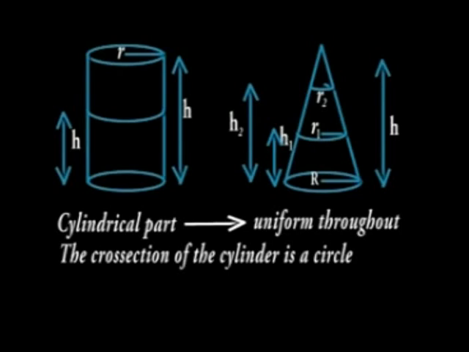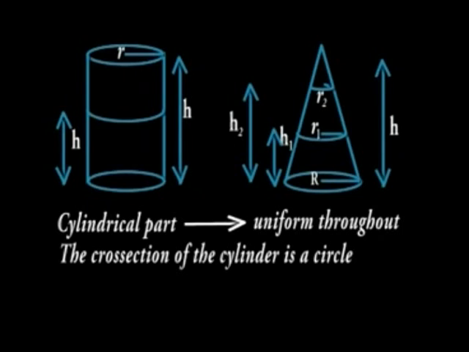For the case of the cylinder, the bottom is a circle of radius r. Still at the level h, the radius of the circle remains r. The same radius is at the top. The cylindrical part is thus uniform throughout the entire height h. We therefore say that the cross-section of a cylinder is a circle.